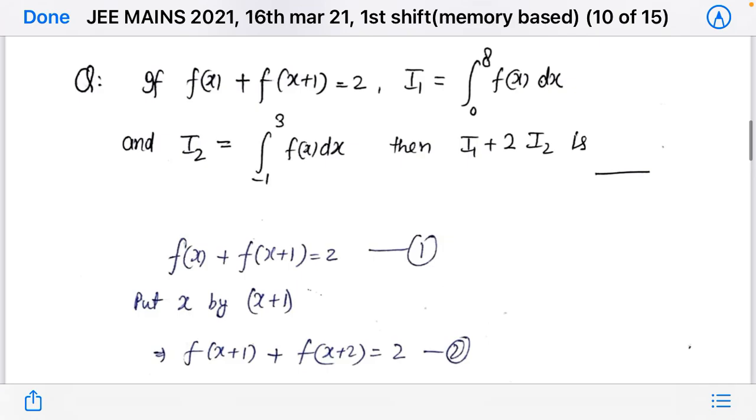f(x) plus f(x plus 1) is equal to 2. I1 is the integral from 0 to 8 of f(x) dx. I2 is the integral from minus 1 to 3 of f(x) dx. I1 plus 2 I2 is to be found.